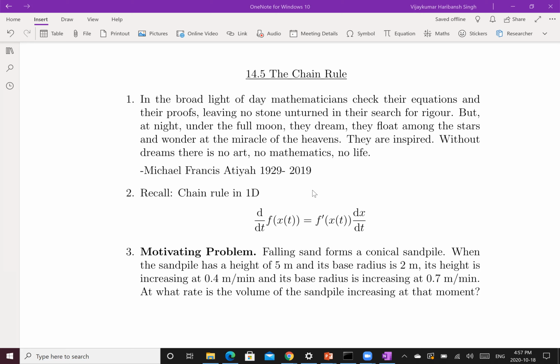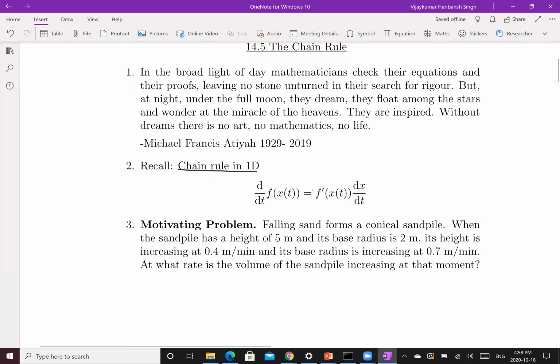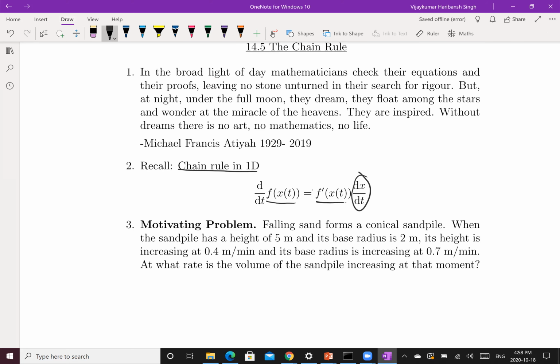So in this lecture, we want to generalize the chain rule from function of one variable to function of two variables or function of many variables. So let's start. Recall, how did the chain rule for one-dimensional calculus look like? Suppose f is a function of x and x is a function of t. Then the chain rule tells you, when you want to take the derivative of f of x of t, it is the derivative of the outer function evaluated at the inner function, multiplied by the derivative of the inner function. So this is what the chain rule is for function of one variable.